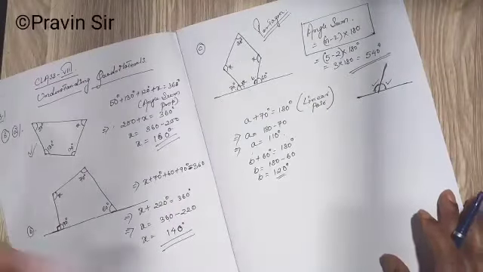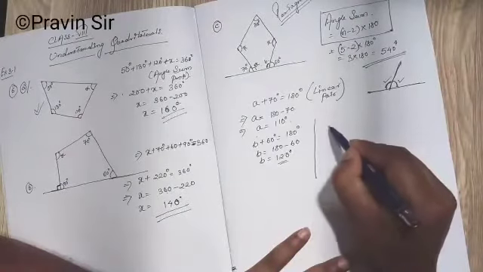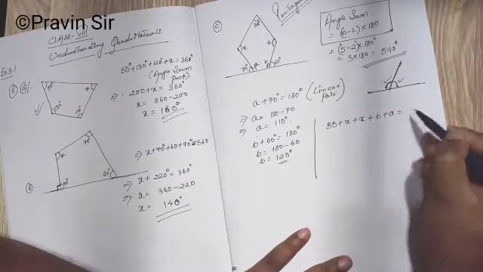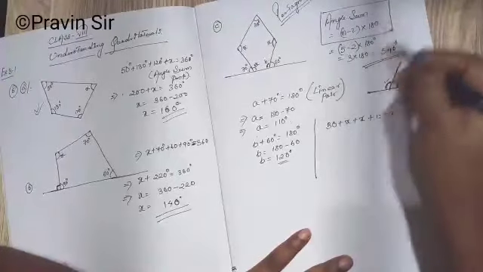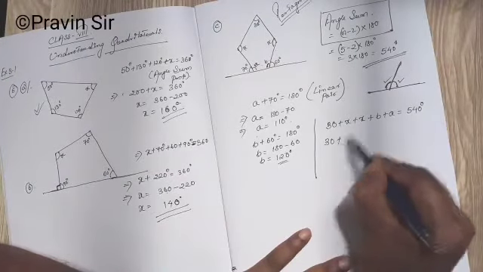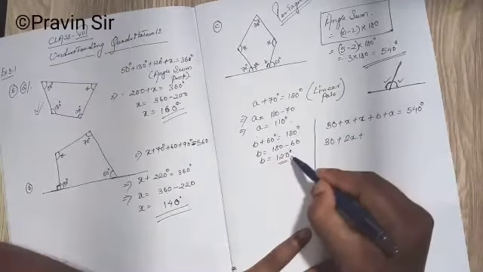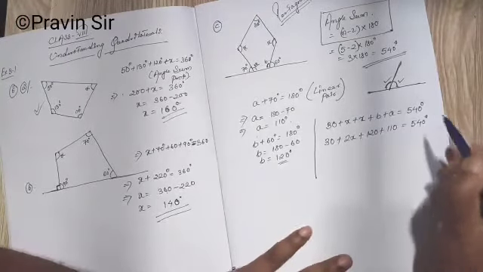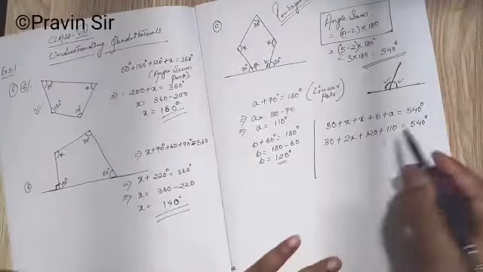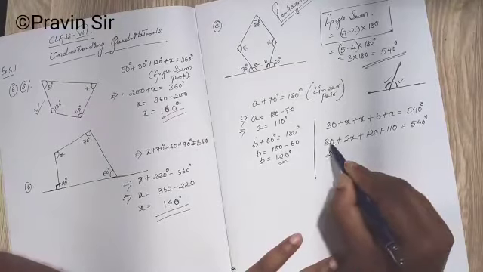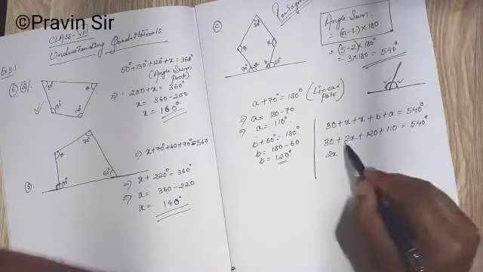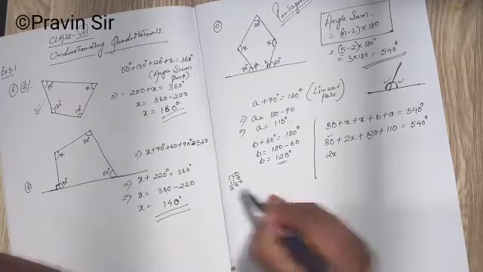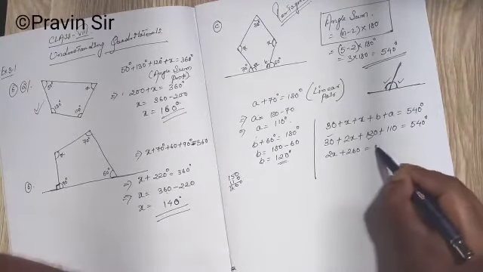Now you apply the angle sum property of the pentagon. 30 plus x plus x plus B plus A is equal to 540 degrees. Can I say 540? Like this you can find out. So 30 plus 2x, B is 120, A is 110, so it is equal to 540 degrees. Correct? So along with 2x you add these: 30 plus 120 is 150, plus 110 is 260 degrees. 2x plus 260 degrees is equal to 540 degrees.